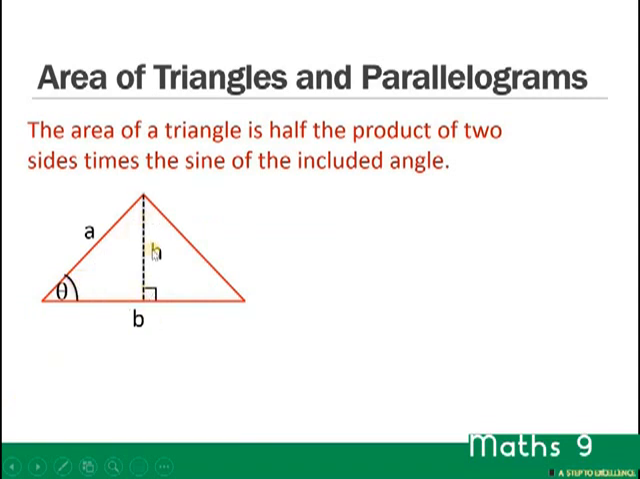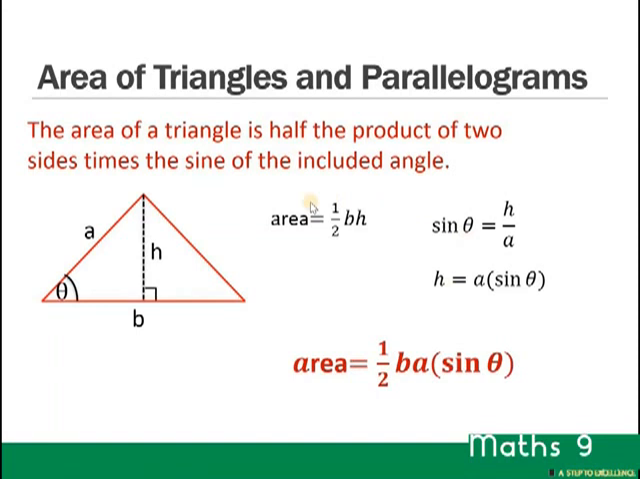The height of this triangle is labelled as h. The area we know is half times base times height, so half times b times h. So what we need to do is rewrite h in terms of a, b and theta. From trigonometry, we can write that sine of theta is the opposite over the hypotenuse, so h over a. So h is a times sine theta. So this means that we can rewrite the area as a half times b times a sine theta. So it's a half times the product of the two sides times the sine of the included angle.